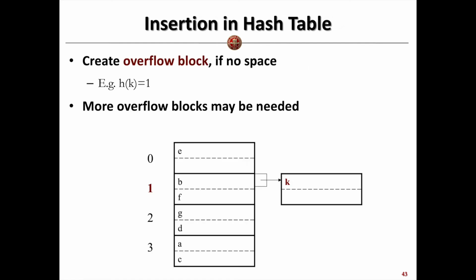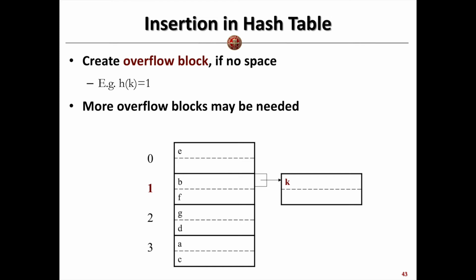However, in some cases, all the entries in a bucket have been occupied, and we plan to further insert some new pairs into this bucket. How can we do this? Some hash tables allow us to create overflow blocks or overflow buckets if there is no space. What does this mean?